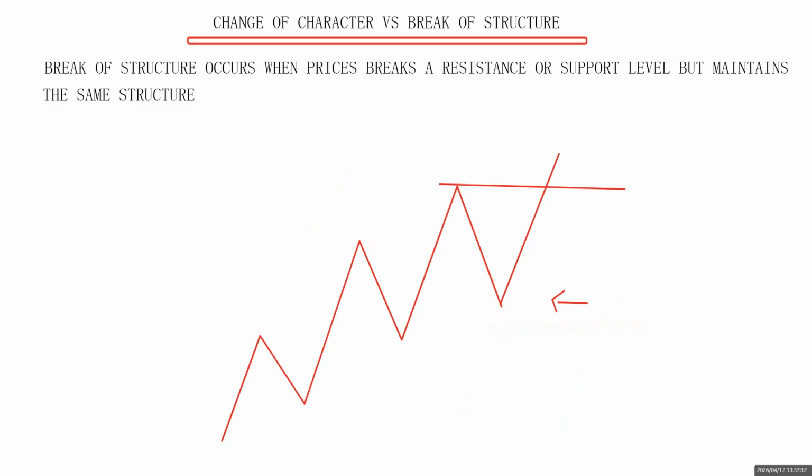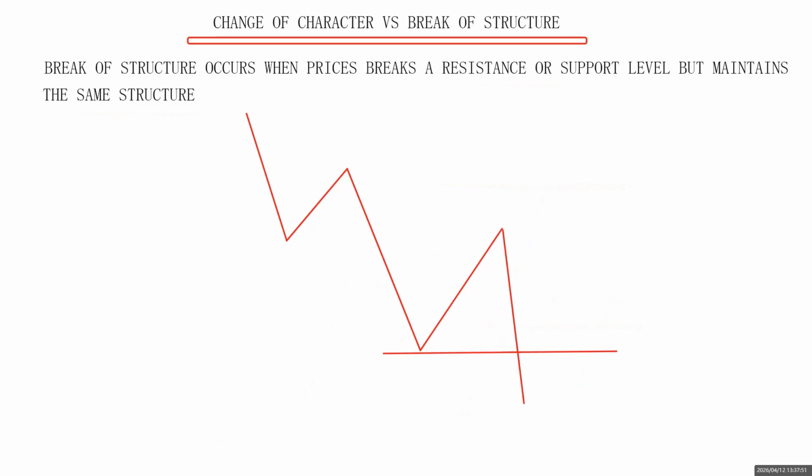Okay, so when prices break a resistance level, in this example prices have broken this resistance level but maintain the same structure. It still maintains the same bullish structure as we can see. Prices broke above the resistance, we now say, oh, a break of structure has happened, and it's exceedingly significant in picking a trade in the Forex market. Okay, so that is break of structure.